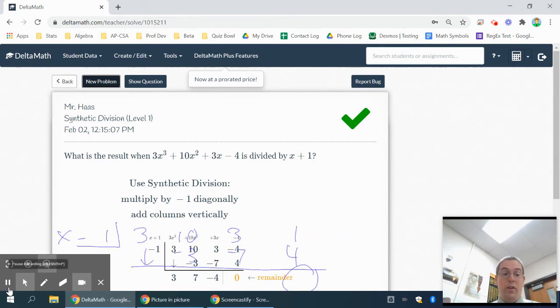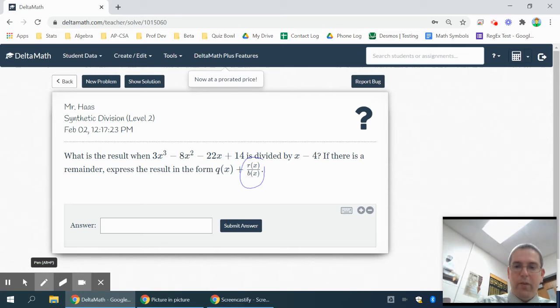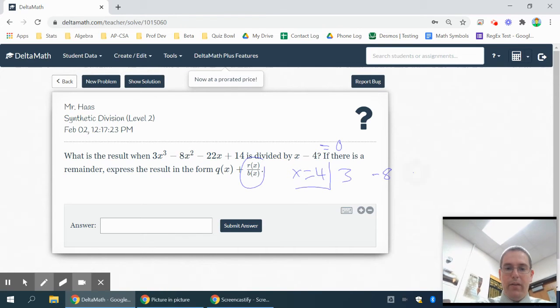And we'll go ahead and try another one of these. Okay, this problem looks ugly, but all they're really telling you to do with this is they're basically saying to write your remainder as a fraction. So if x minus 4 is equal to 0, that means my 0 for this problem is x equals 4. My coefficients are 3, negative 8, negative 22, and positive 14.